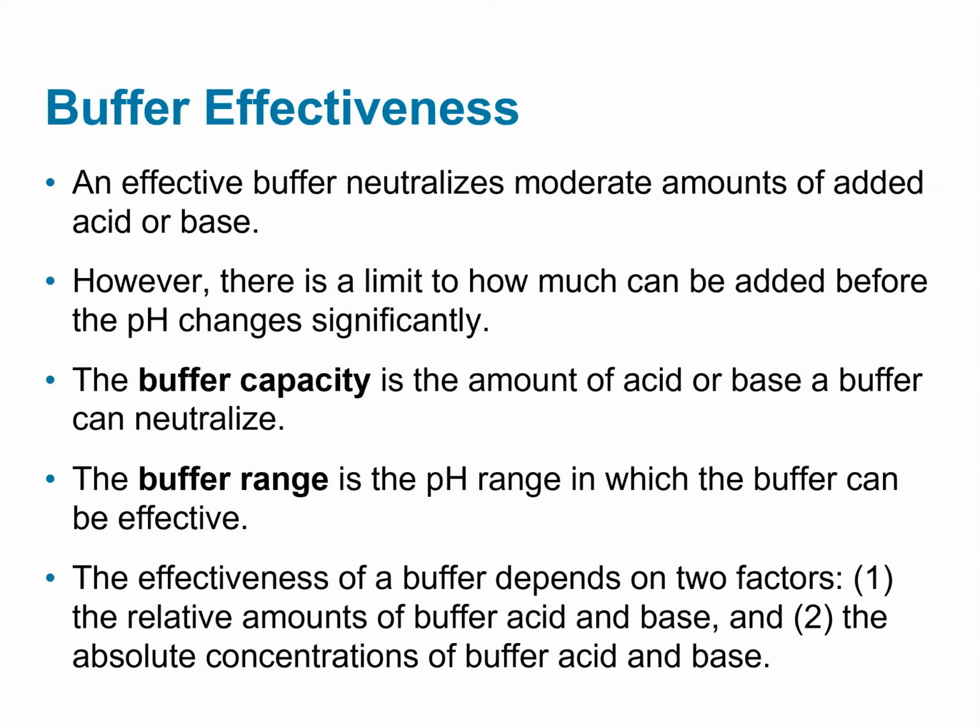So the buffer capacity is the amount of acid or base that a buffer can neutralize. And the range of a buffer is the pH range in which the buffer can efficiently operate. So these are really the two factors that define a buffer's effectiveness. It's one, the relative amounts of buffer, acid, and base in solution, and two, the absolute concentration of the buffering acid and base.